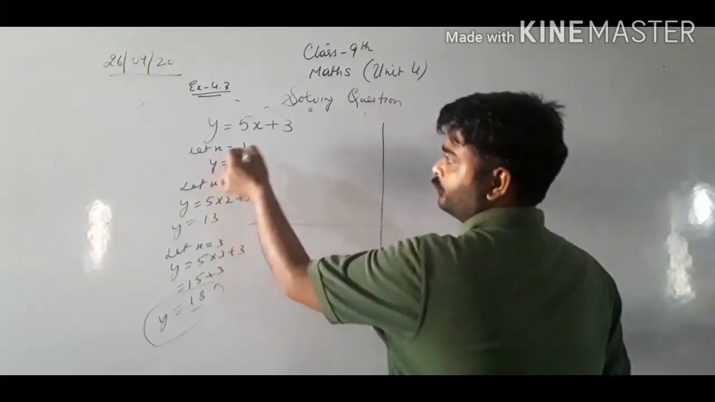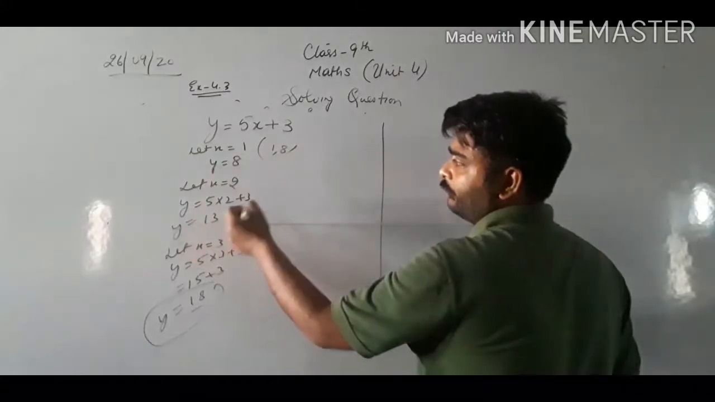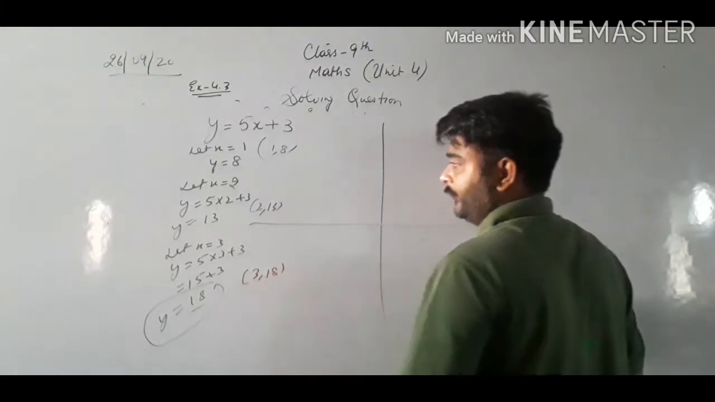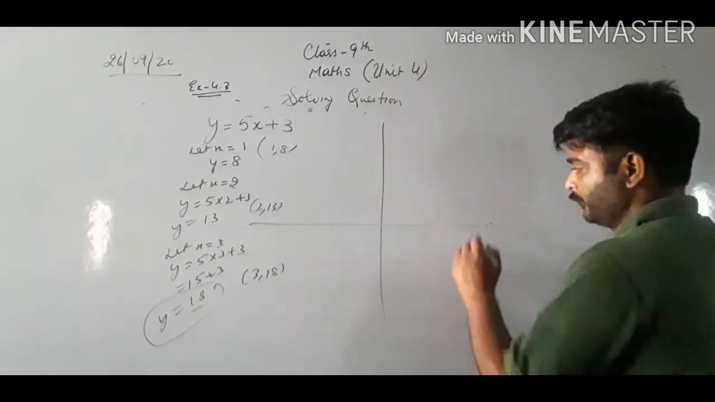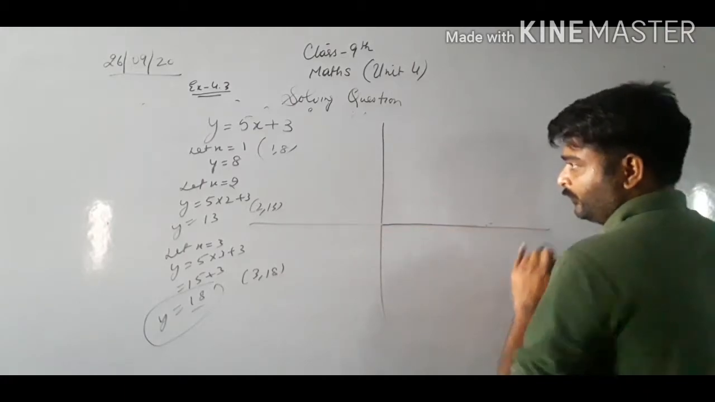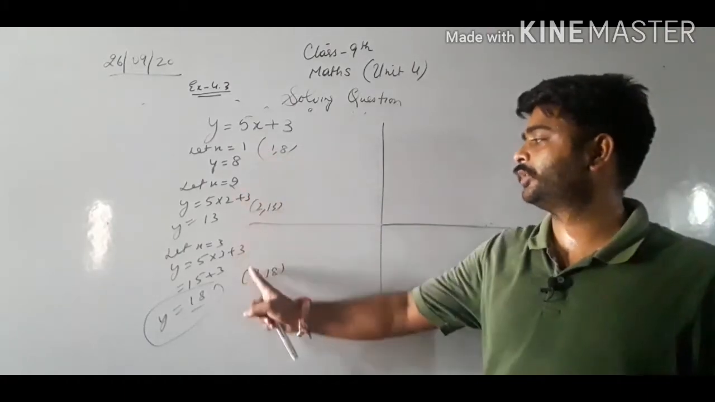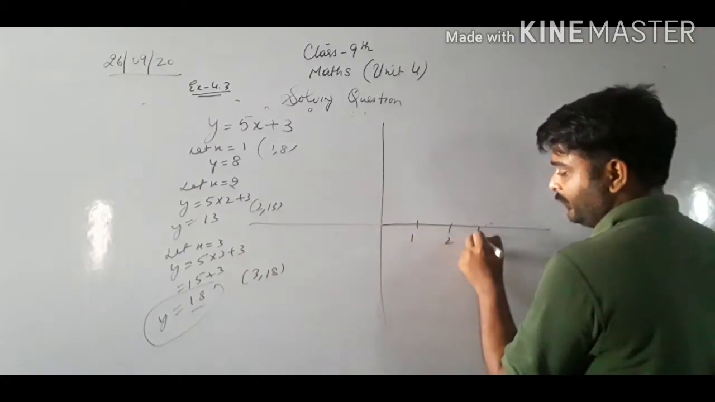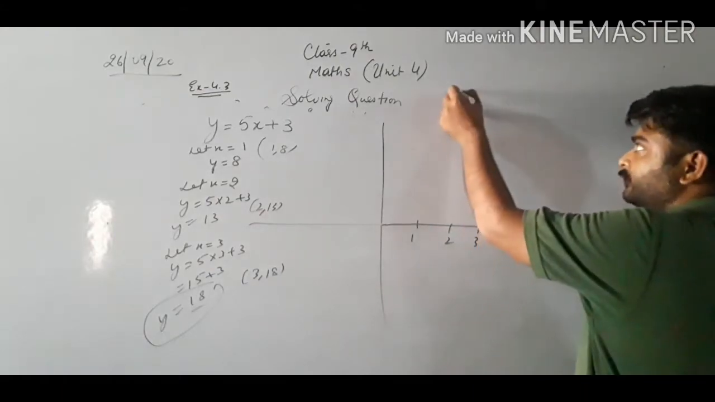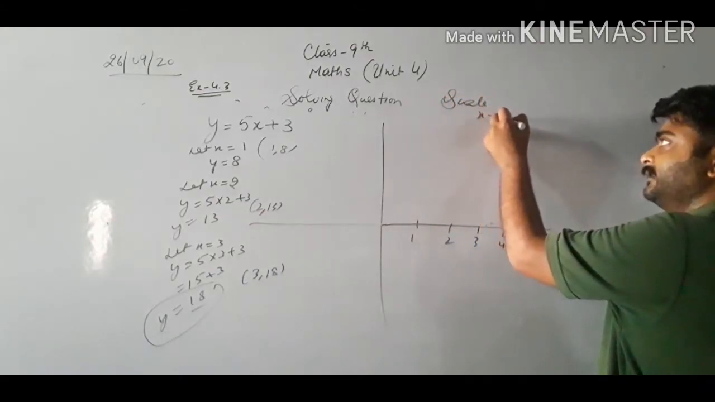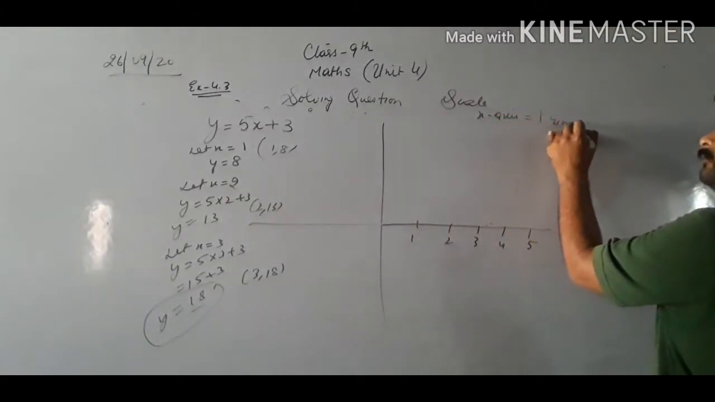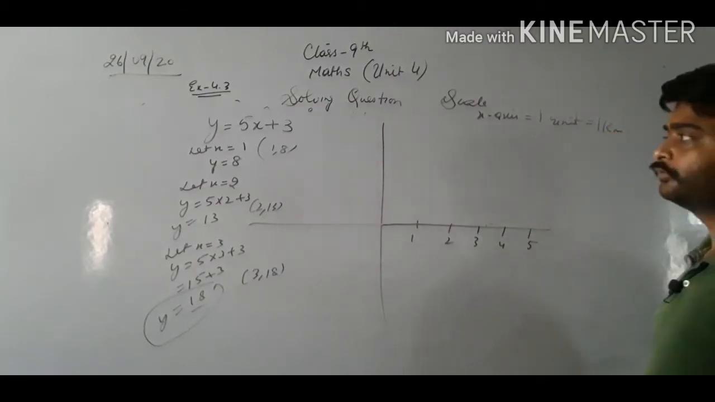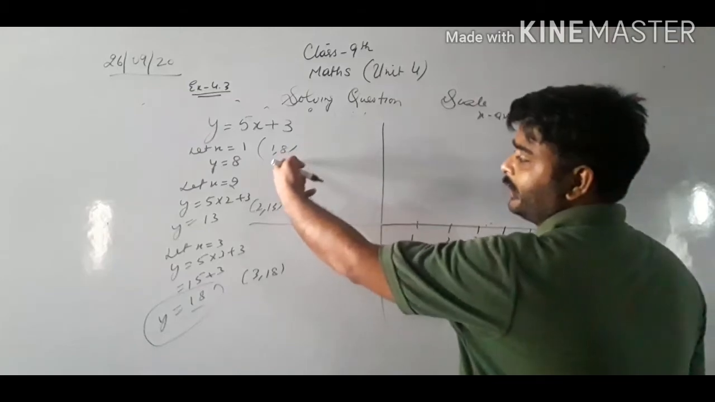So class, what's the solution? Solution is 1 comma 8, 2 comma 13, and 3 comma 18. Okay. Now class, look here. The x coordinate is 1, 2, 3. So 1 unit I will consider as 1 kilometer. It's 1, second, third, fourth, 5. So the scale I am writing here: x axis, 1 unit equals to 1 kilometer. Any doubt? 1 unit equals to 1 kilometer, and y is 8, 13 and 18.